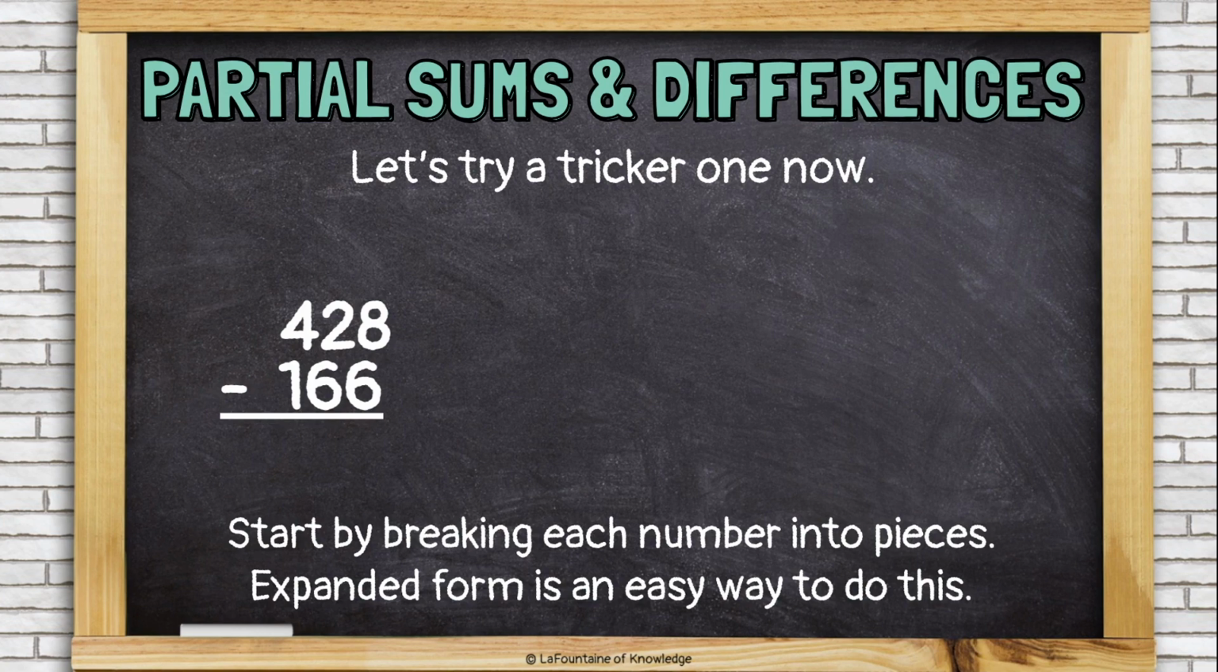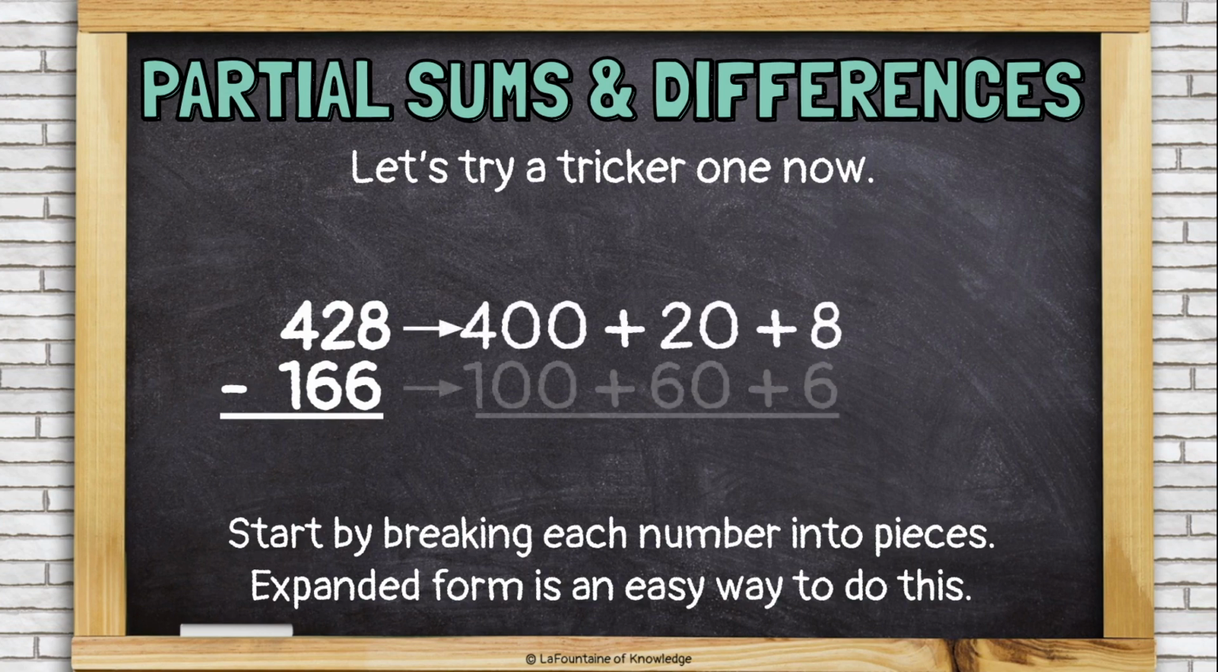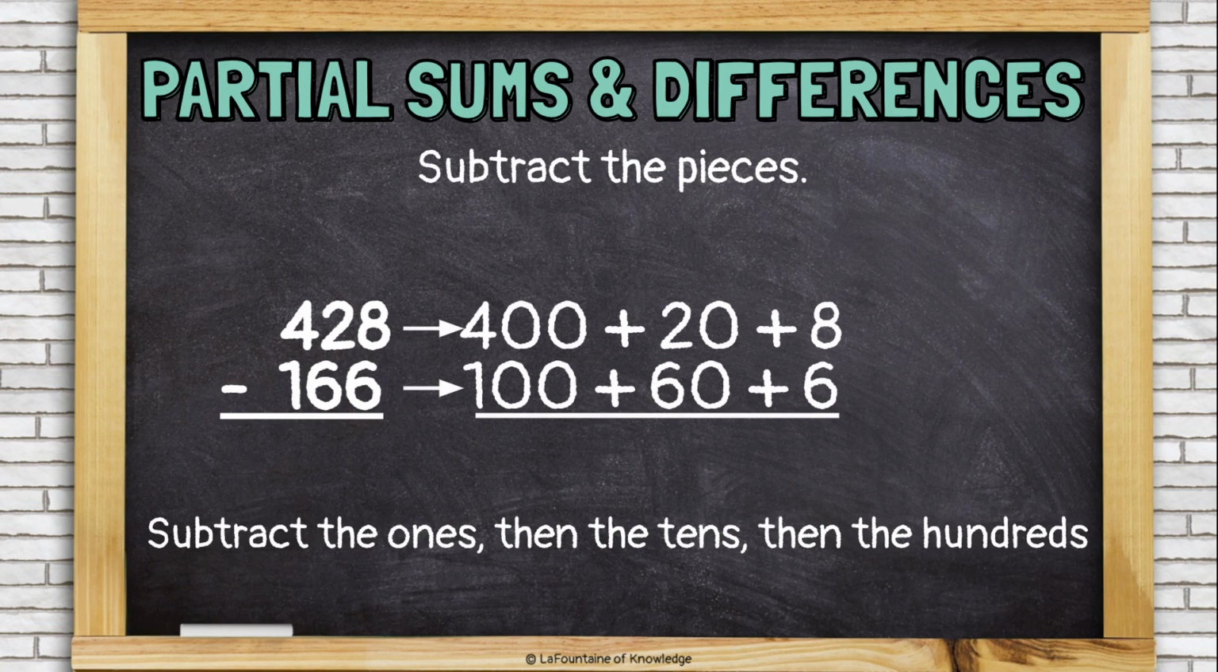Let's look at a trickier one. Same start, break them down into expanded form, and once again, subtract the ones, and then the tens, and then the hundreds. So let's look at the ones. 8 minus 6 is 2. But now look at the tens. 20 minus 60. I can't take 60 away from 20. 20's not big enough to take away 60, so I need to regroup.